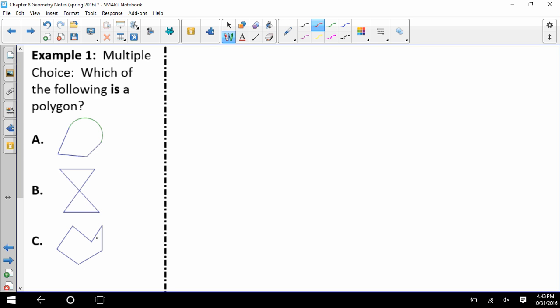So we have all segments, no curves, and then if I were to take this segment, it's only attached to 2 other segments. If I take this segment, it's only attached to 2 other segments, and that happens all the way around. So example 1, the only correct answer here is C. And we talked about why A and B were violated by the definition.